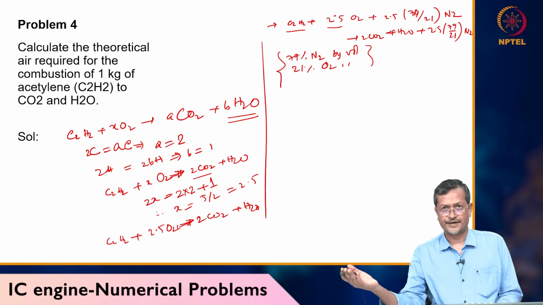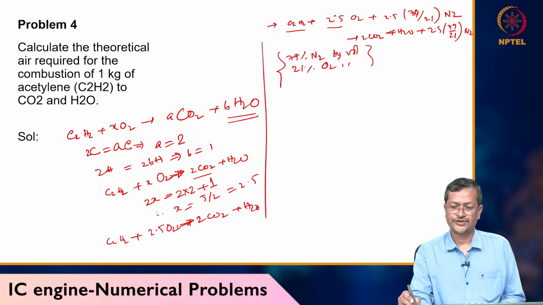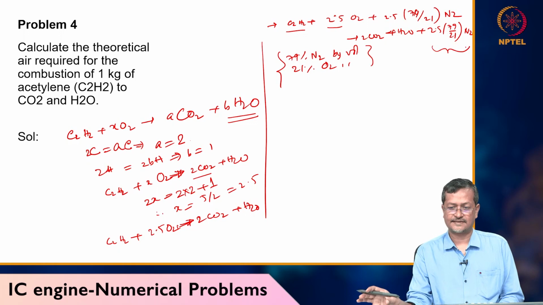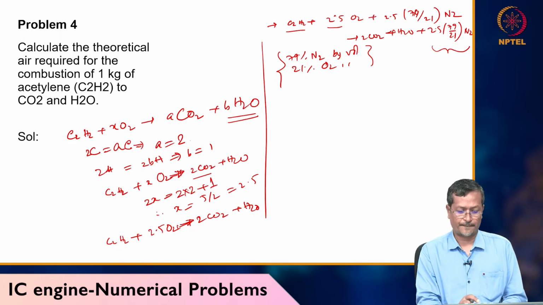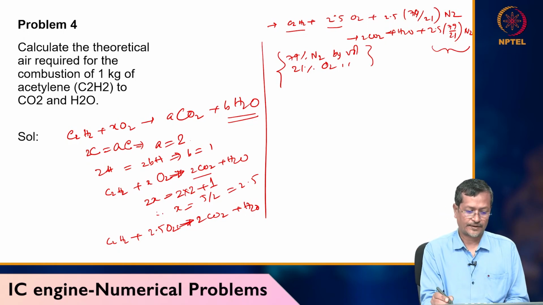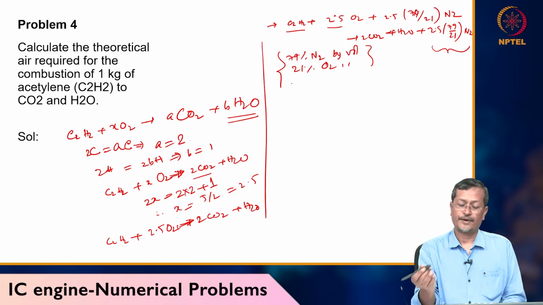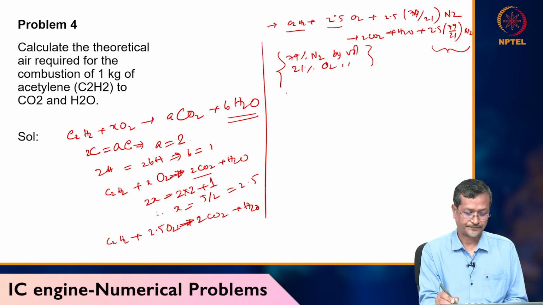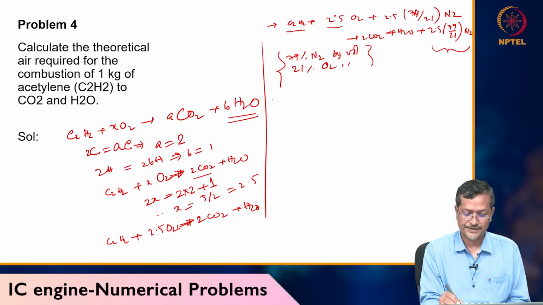Okay. So on the right side, nitrogen is not doing any reaction, so it will be as it is. So 2.5 times 79 by 21. Now you simplify this, and now you have to calculate the weight ratio, on the mass basis.